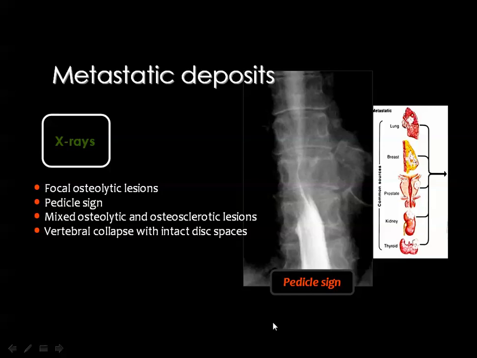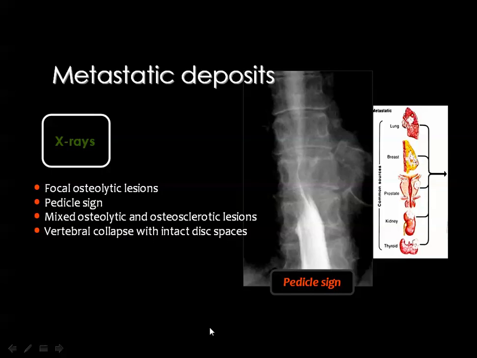Then we came to the most frequent malignant disease in the spine, which is the metastatic deposits. The metastases are usually osteolytic, but you may get osteosclerotic metastases, as those coming from the prostate or the breast, and you may get mixed metastases, osteolytic and osteosclerotic. The lesions will affect the vertebral body or the neural elements, and they do not involve the disc spaces, as you know. The most common primary malignancies metastasizing to the spine are the lung, the breast, the prostate, the kidney, and the thyroid.